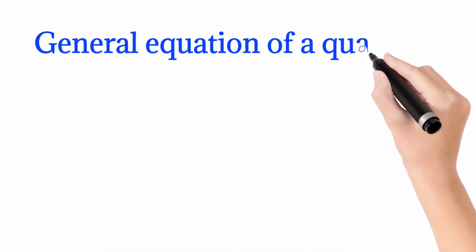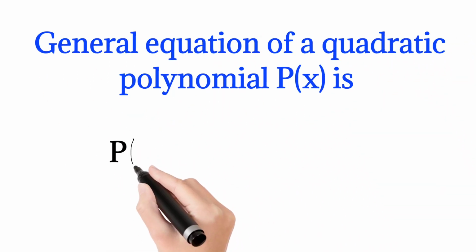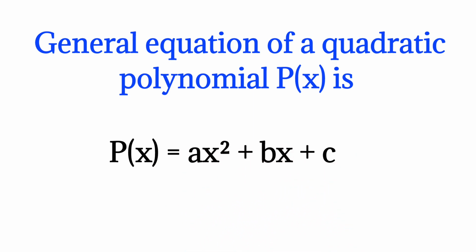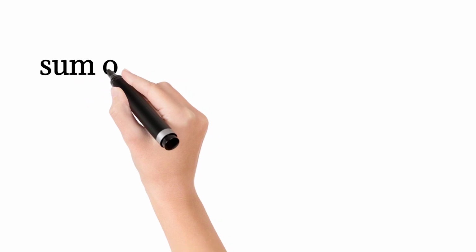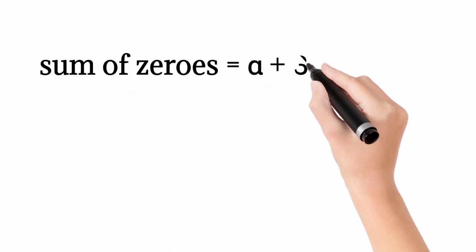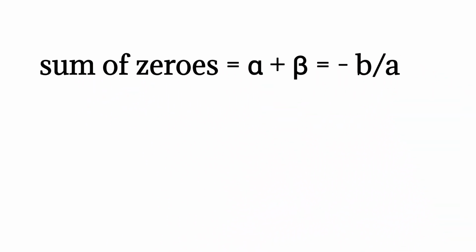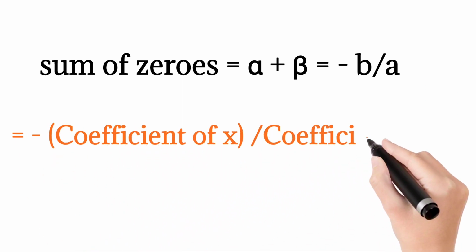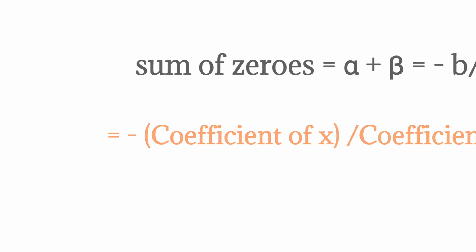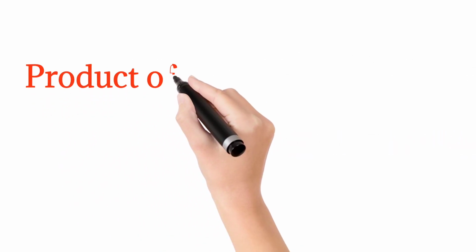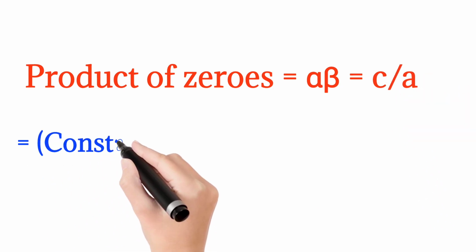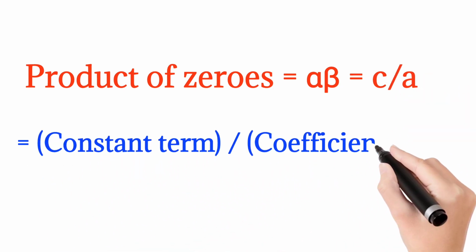General equation of a quadratic polynomial p(x) is p(x) equal to ax square plus bx plus c. Sum of zeros is equal to alpha plus beta, which is equal to minus b upon a, or we can say that minus coefficient of x upon coefficient of x square. Product of zeros, that is alpha beta, equal to c upon a, or we can say that constant term upon coefficient of x square.